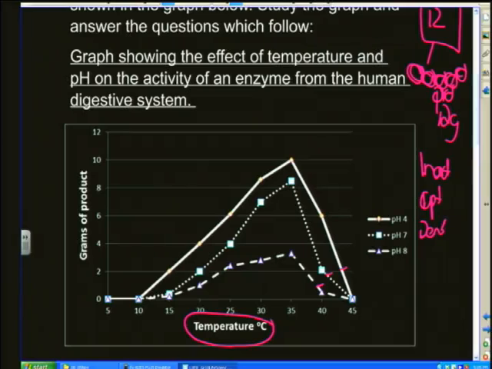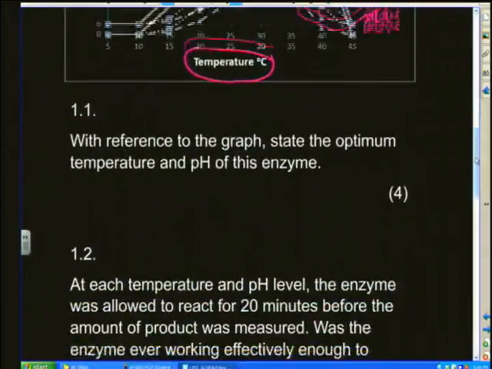Then the 3, they were exposed to different pHs. Here, number 4, they are slightly acidic. This one over here is slightly, we can almost say it's neutral. And this pH over here, let's get to it with the blue, that one over there, that is my alkaline. What do we know? Enzymes are pH specific and substrate specific.